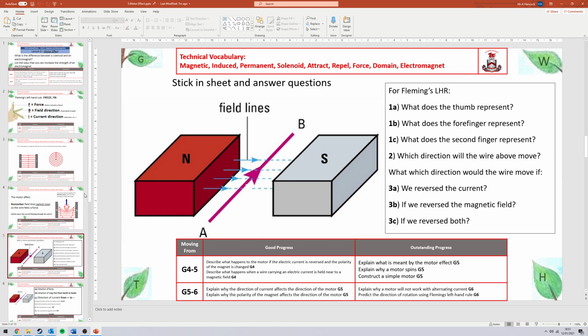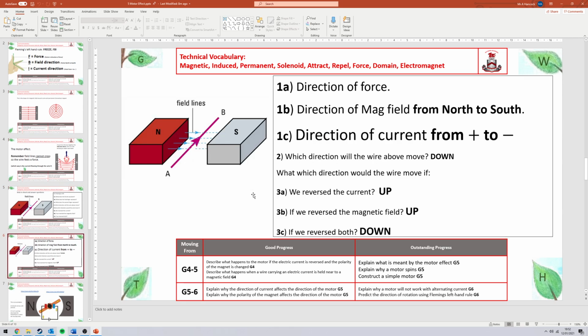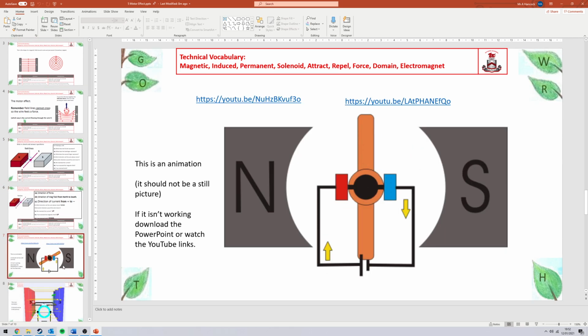So, for example, my middle finger has to point from A to B. My first finger has to point from north to south. Okay, and if you wiggle your hands around, you should get that your thumb is pointing down. Okay, so have a little play with that, and you can answer these questions. This should be quite straightforward. The hard part is lining your hands up and trying to predict which way the wire moves. Now, I'm just going to skip past this because that's the answers.